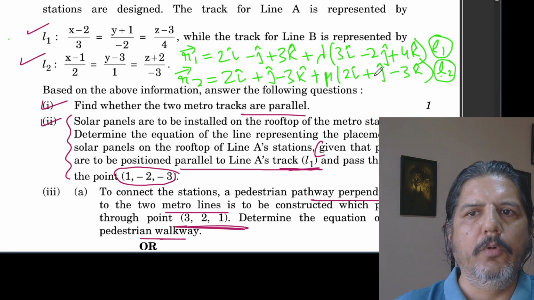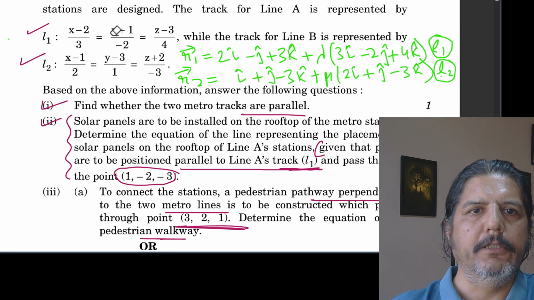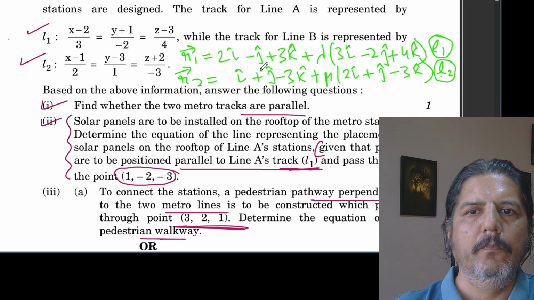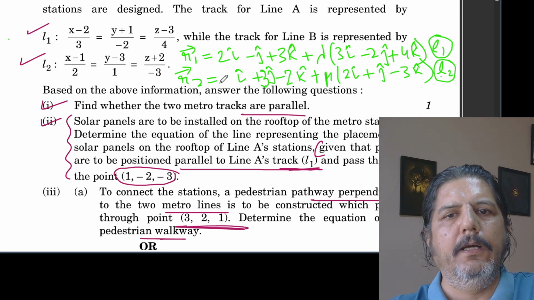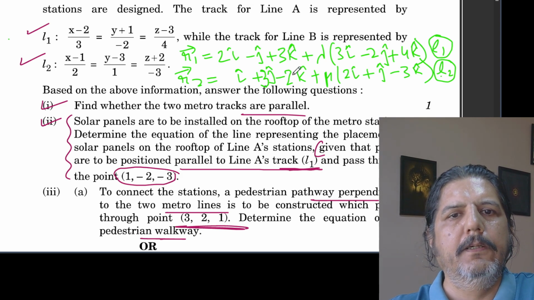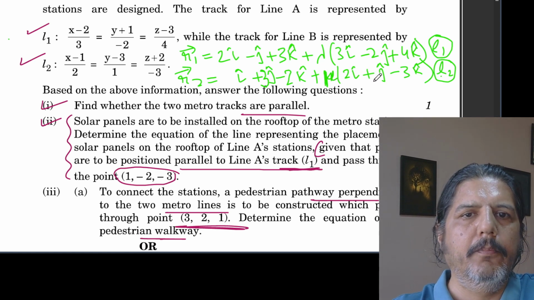I think I made a mistake here. R2 would be i plus 3j minus 2k. So the equation of line L2 in vector form would be i plus 3j minus 2k plus mu times (2i plus j minus 3k).